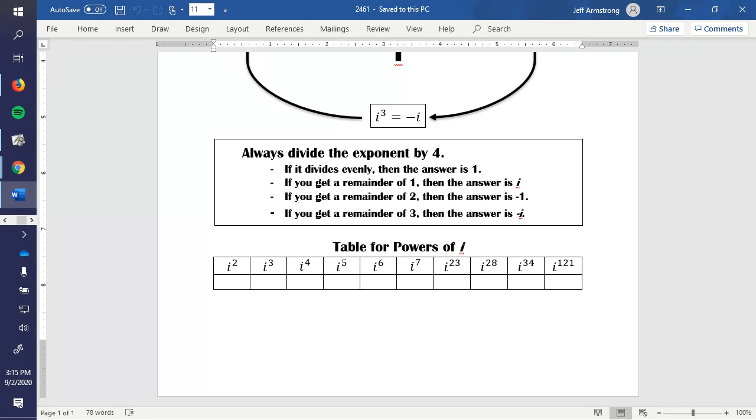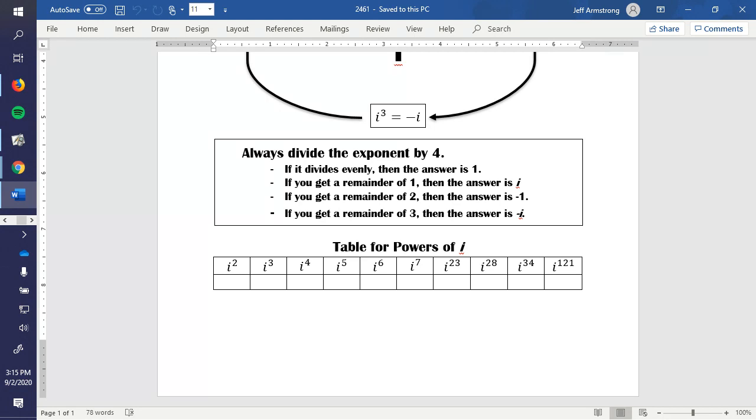28, it goes into it evenly when we divide by 4. So that's the same thing as i to the fourth. So if you get a remainder of 0, it's like having i to the 0 power, which is 1. So i to the 28th is the same as i to the fourth, which is 1. 34 divided by 4, we end up getting 8 with a remainder of 2. Remainder of 2 is i squared. i squared is -1, so we'd have -1 there.